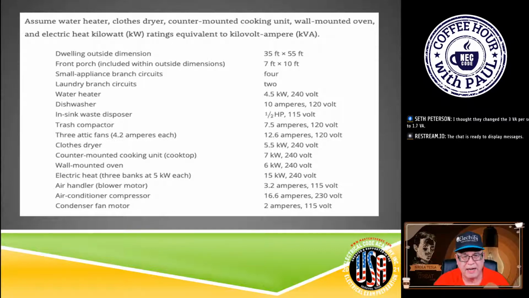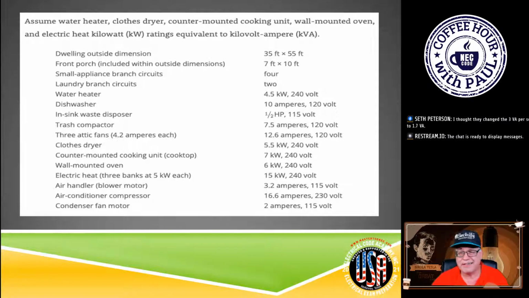Next, we got an air handler. Again, it's the blower motor, 3.2 amperes at 115 volts. We have an air conditioner compressor at 16.6 amperes at 230 volts. And we have a condenser fan motor at 2 amperes at 115 volts.